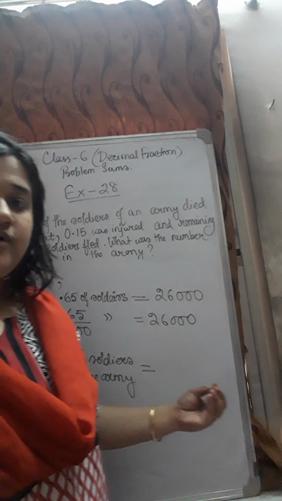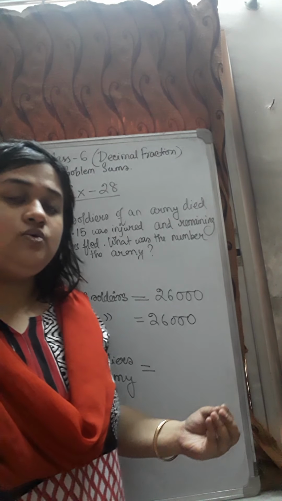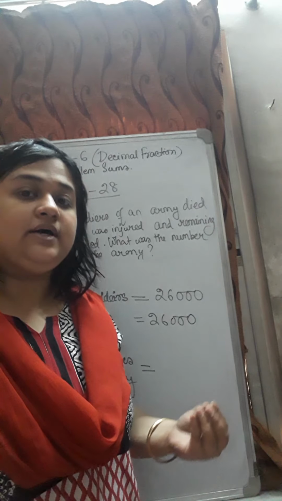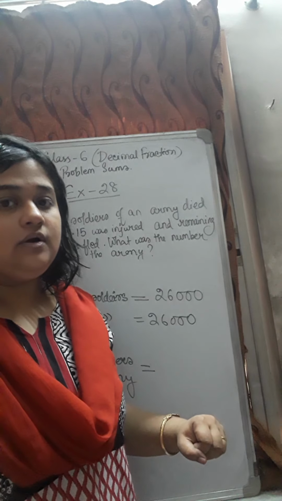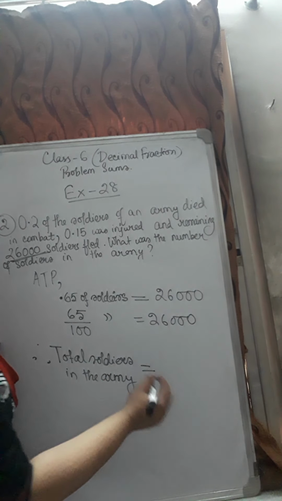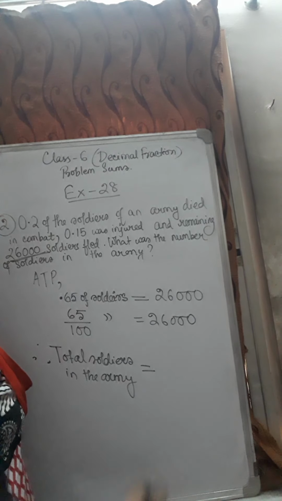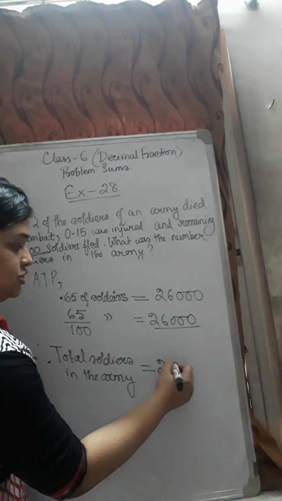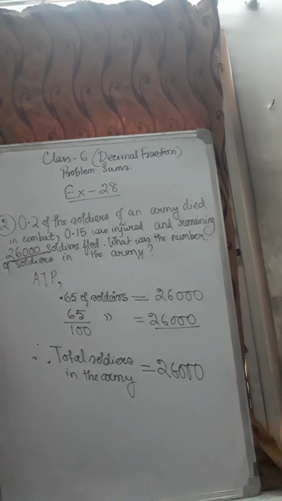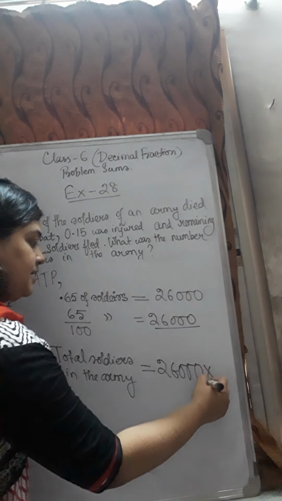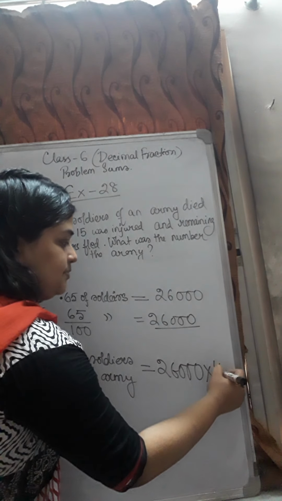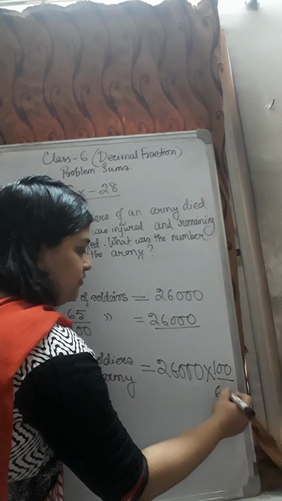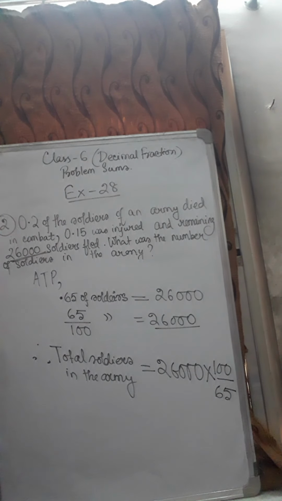Now whenever we have to find something more, the value of something more, we have to multiply with a greater than 1 fraction. Greater than 1 fraction means the numerator is greater than the denominator. So what do you have to do? Total soldiers in the army will be how much? The number of soldiers who fled away is already given. With that, you have to multiply the greater fraction. Now 65 by 100 is not a greater fraction. You have to convert and write the reciprocal, 100 by 65. And if you solve, you will get the answer.